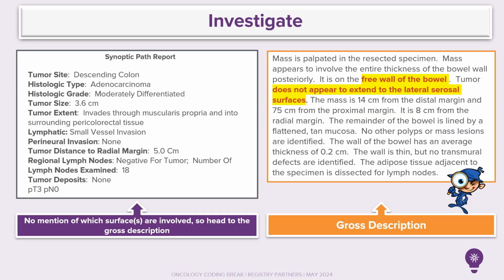So continuing our investigation using the gross description, because the path report synoptic didn't give us any information, nor did the operative report, which, by the way, is usually the case. So we do need to head over to the gross description. Looking at the gross description of the path report, it states that there is a mass that appears to involve the entire thickness of the bowel wall posteriorly on the free wall of the bowel, and the tumor does not appear to extend to the lateral serosal surfaces.